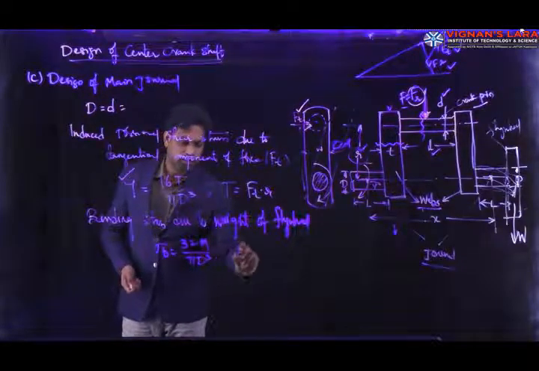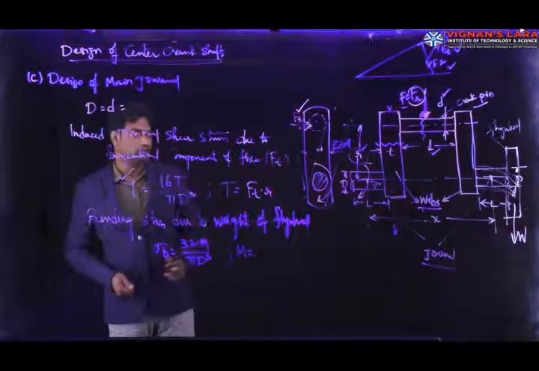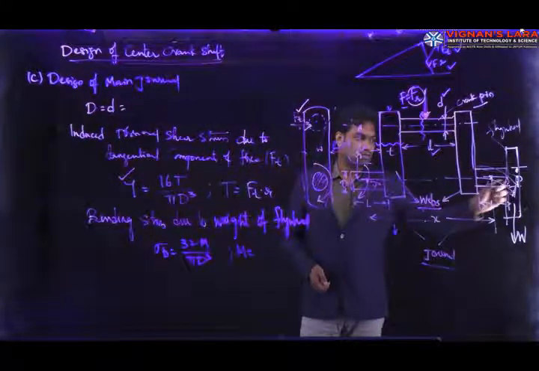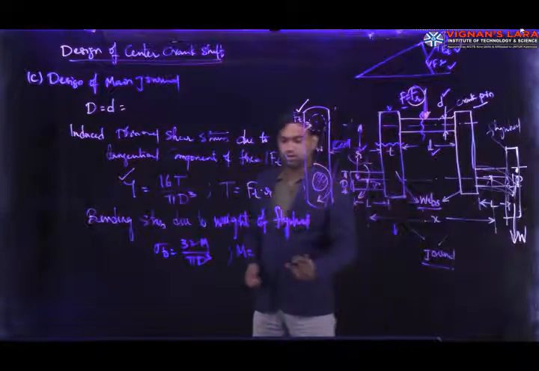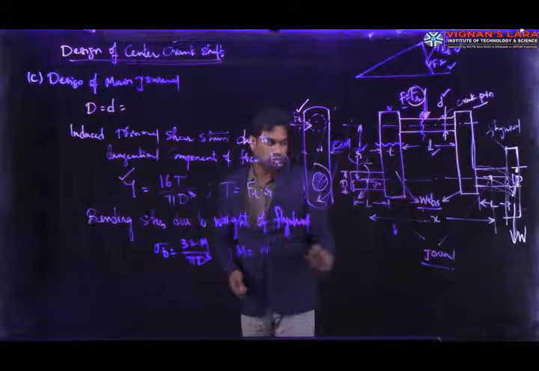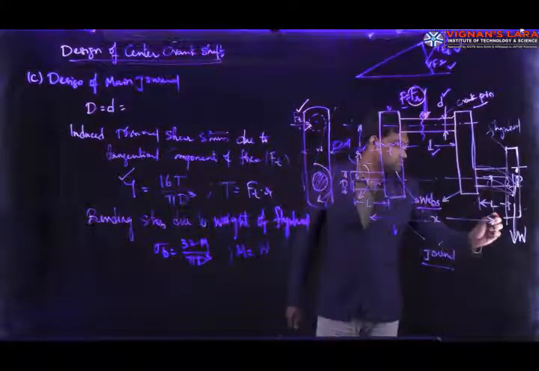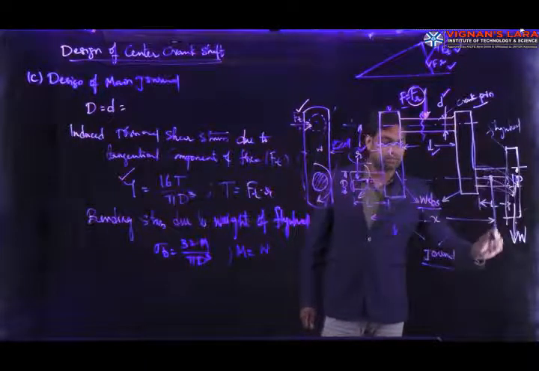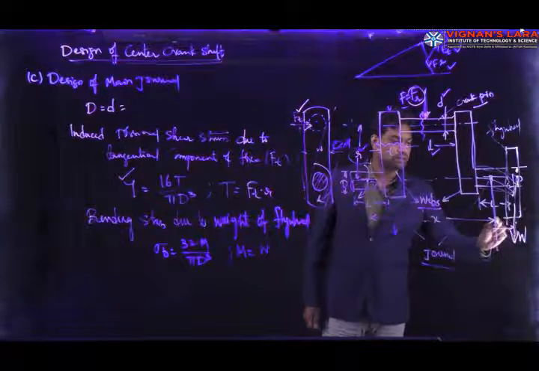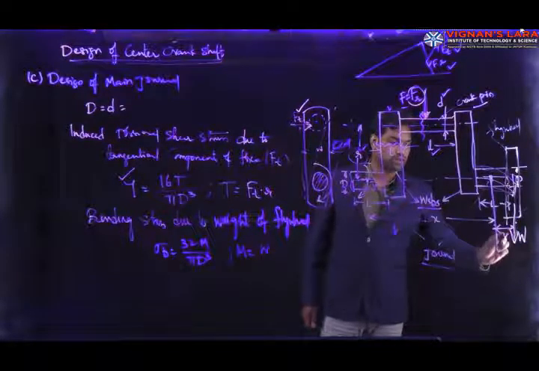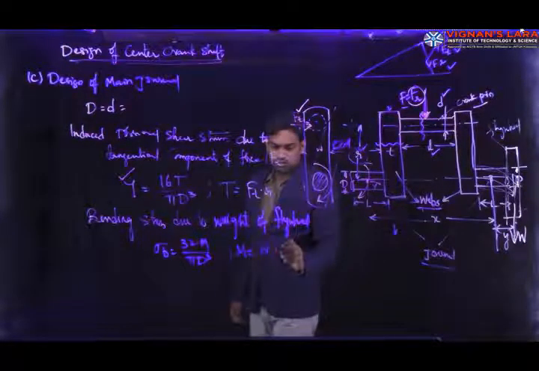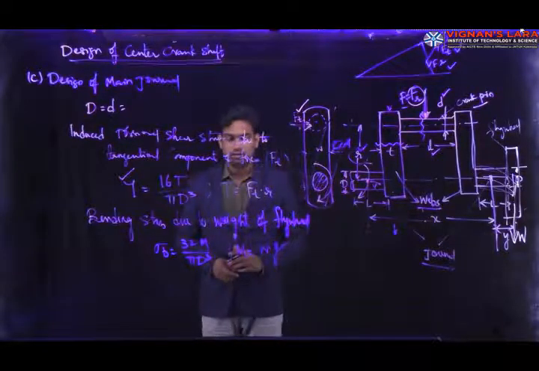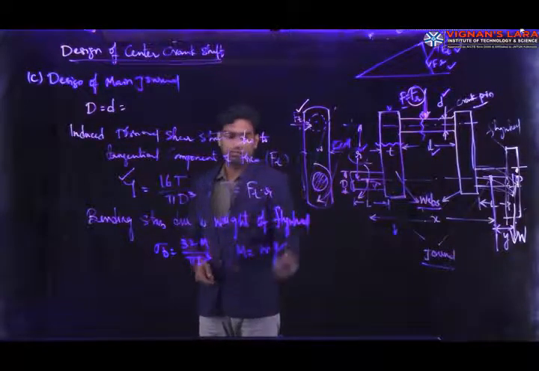But here the bending moment M is found by means of the load, the weight of the flywheel, that is W, into the distance from the support to the center of the flywheel. I can denote this distance with y. So the moment is given by W into y. Clear? So that we can find out the bending stress.